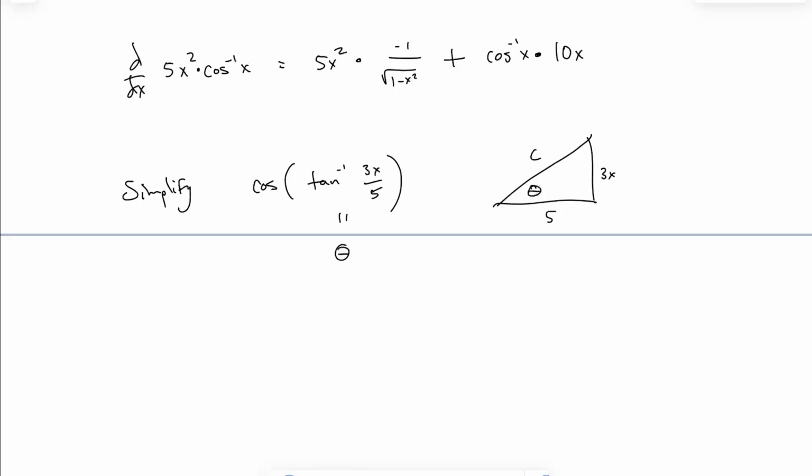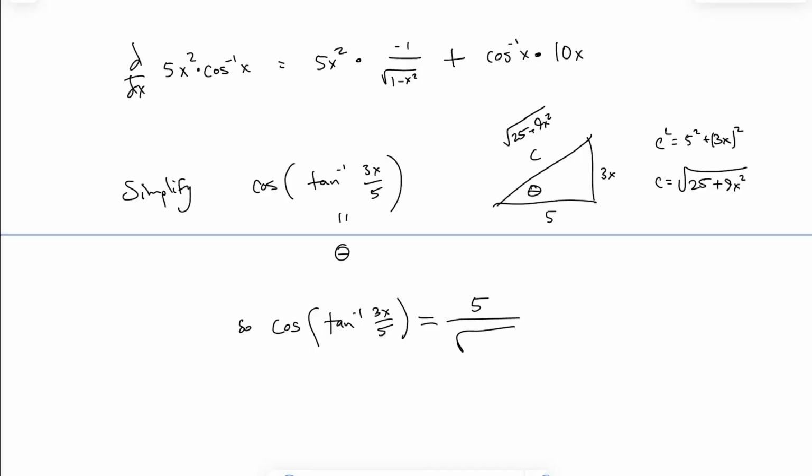So if I call this c, c squared is 5 squared plus 3x squared. To solve for c, you have to use the square root. 5 squared is 25. 3x squared is 9x squared. All right? And you cannot simplify that. That's just what it is. Don't take the square root of each part there. All right? So that's the c: root 25 plus 9x squared. And then the tan, no, I want the cosine of that, which is 5 over this c business. So cosine of inverse tan 3x over 5 is the adjacent over that hypotenuse, which is 5 over this guy.